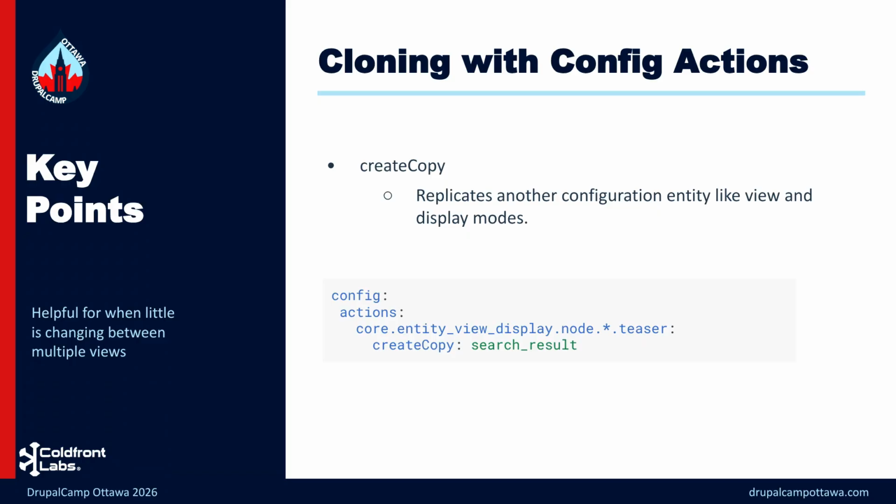And then there's another good config action that I wanted to highlight too, that's just about creating copies. So this is taking a view mode that already exists in the site that's called search result, and it's saying, hey, I have the search result view display, but I need to make other teaser displays, so it's going to take that config file, use it as a copy, and then make a new teaser display mode for every single node type that exists. And so we can use this create copy to take something that works and then extend it as many times as you need to.